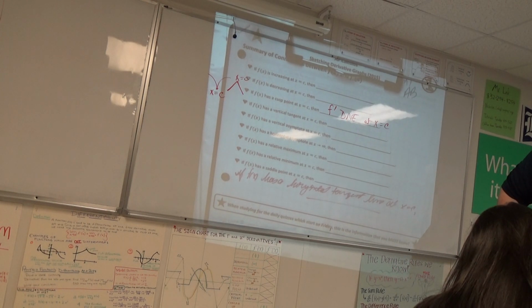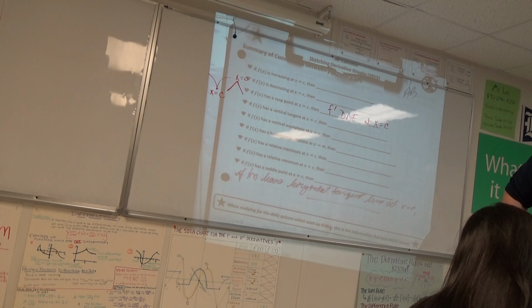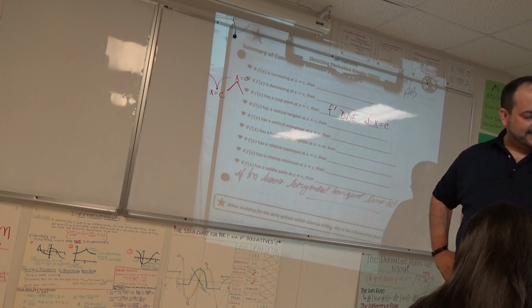So f is increasing and f prime is positive. Feel comfortable with that? Decreasing, negative, good. Cusp point, f prime does not exist. Vertical tangent line, true. f prime does not exist.